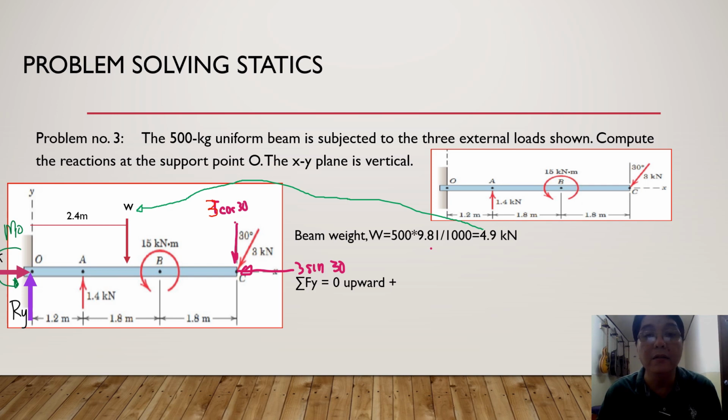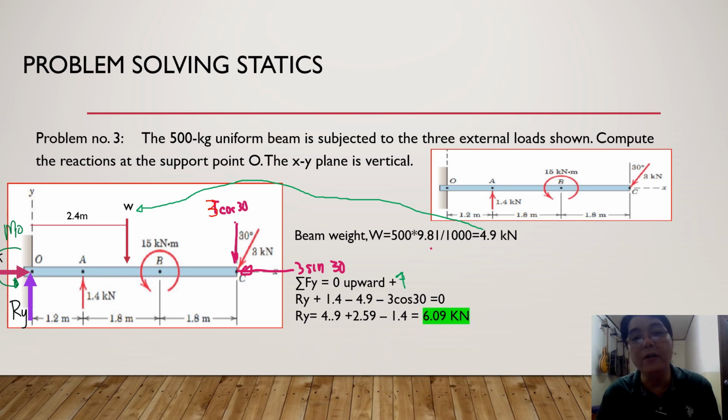Summation of forces at Y is equal to 0, upward to be positive. So, upward forces natin will be positive. What will be the forces acting upward? So, the forces acting upward will be 1.4. Ano ba? Wala na, no? So, 1.4 lang, tsaka yung Ry. Therefore, we can say Ry, which is positive, and plus 1.4, which is positive because that is upward. Tapos minus the weight. Yung weight natin which is 4.9 kilonewton. Tapos ibabawas pa natin yung t sub y. Yung t sub y, 3 cosine 30.